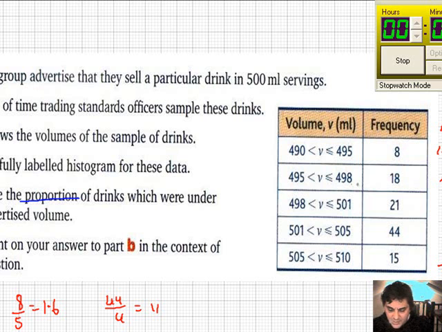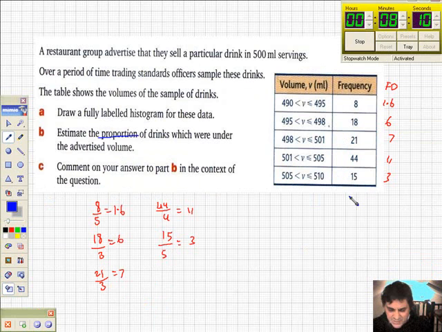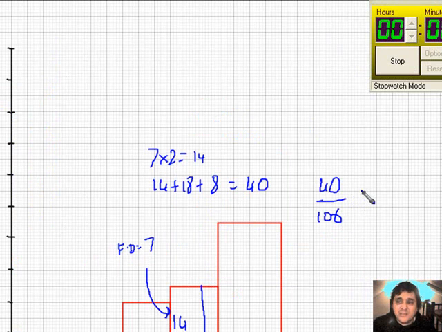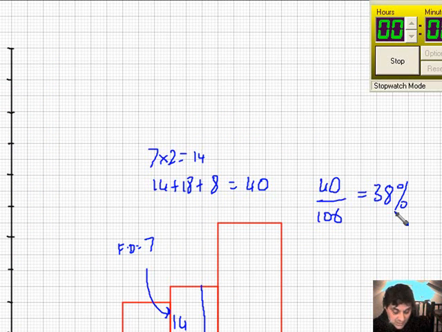It's a horrible number. 8 plus 18. Who'd sample 106, honestly? Plus 21 plus 44 plus 15. Okay, that's what the math says. So I've got 106 in total being sampled. Crazy number. So anyway, I've got 40 cans out of the 106 which are below the advertised volume. Let's do that as a percentage, shall we? So 40 divided by 106 is 37.7. Approximately 38% of the cans are below the advertised volumes.